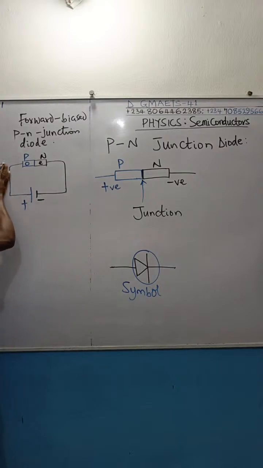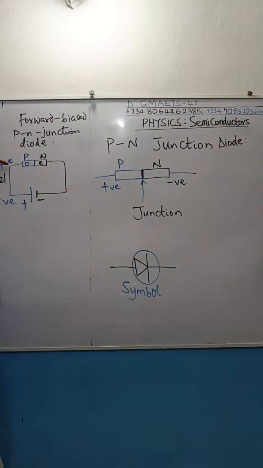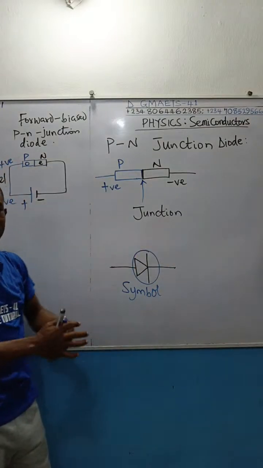Observe what is happening here. The P-type has more positive, and here is also what? Positive, the positive terminal of the cell. So there is going to be a repulsion here. Let me just write repel, which means that the positive charges will be repelled, pushed away.